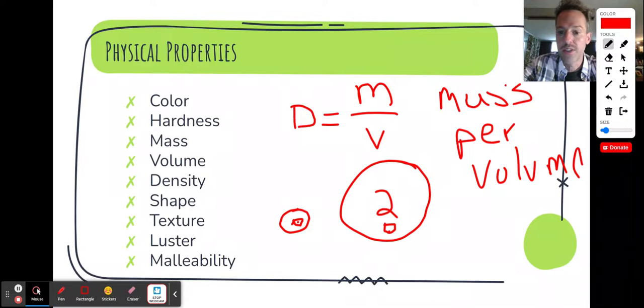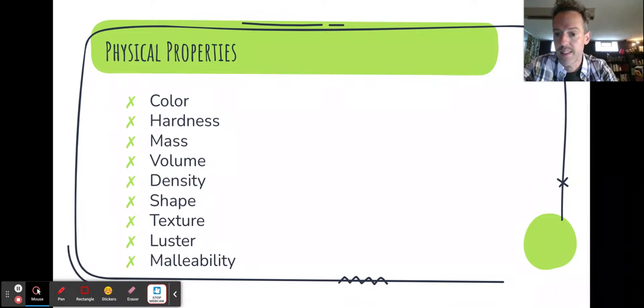The important thing to know is that density relative to water determines whether things sink or float, right? More dense items sink and less dense items will float in water. All right, so that is density.